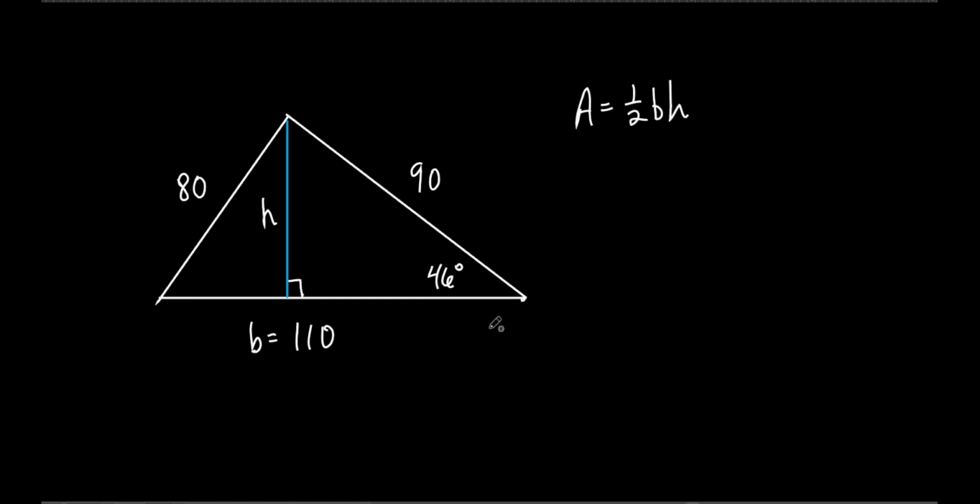Would you agree? Now, this is something that we could not have done before when we first learned how to find the area of a triangle, because we don't know enough stuff. We couldn't do the Pythagorean theorem. You just don't know, right? You don't know.